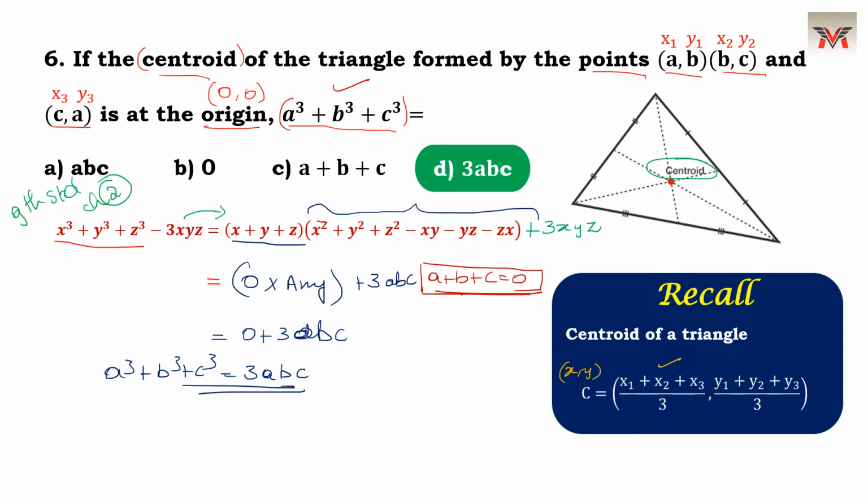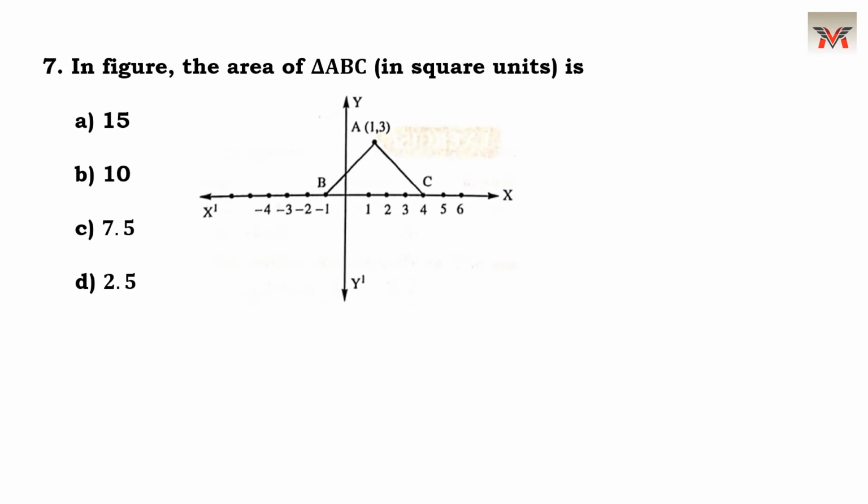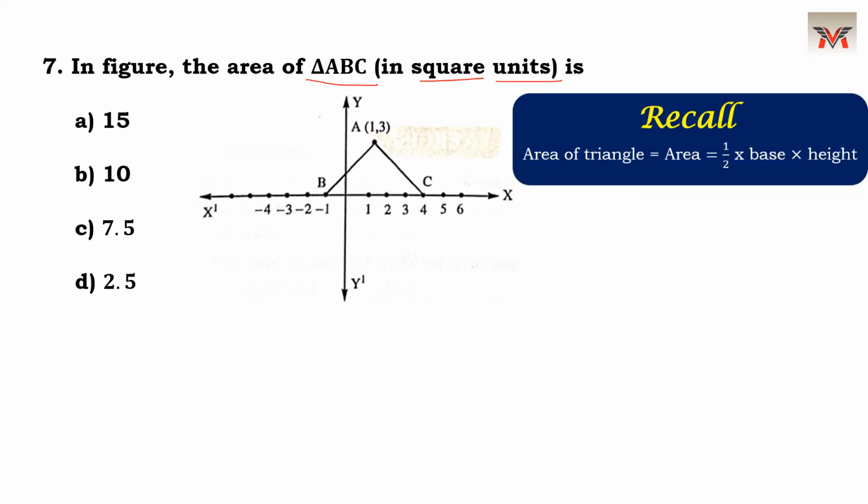We'll go to the 7th question. In the figure, the area of triangle ABC in square units is... If you look at this, you might feel it is a bit difficult, but it is very easy to calculate. You can just use the general area of triangle formula here. What is the area of the triangle? The standard formula you learnt earlier: area of a triangle is equal to half into base into height.